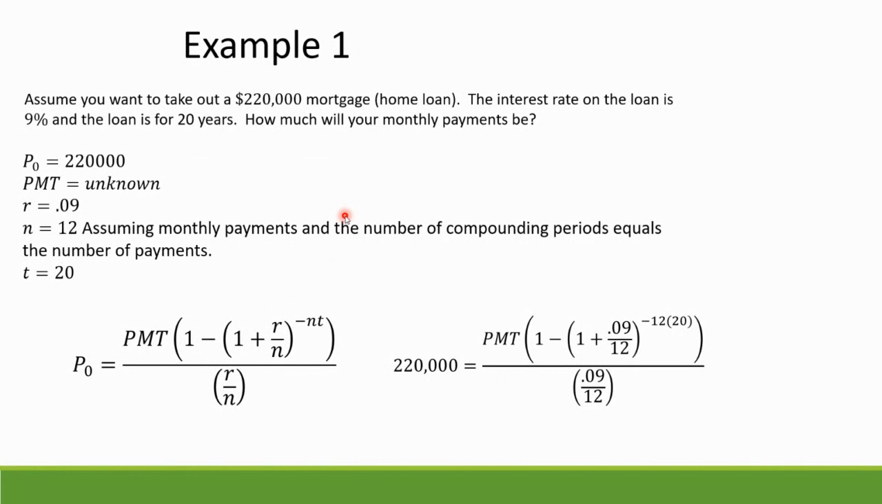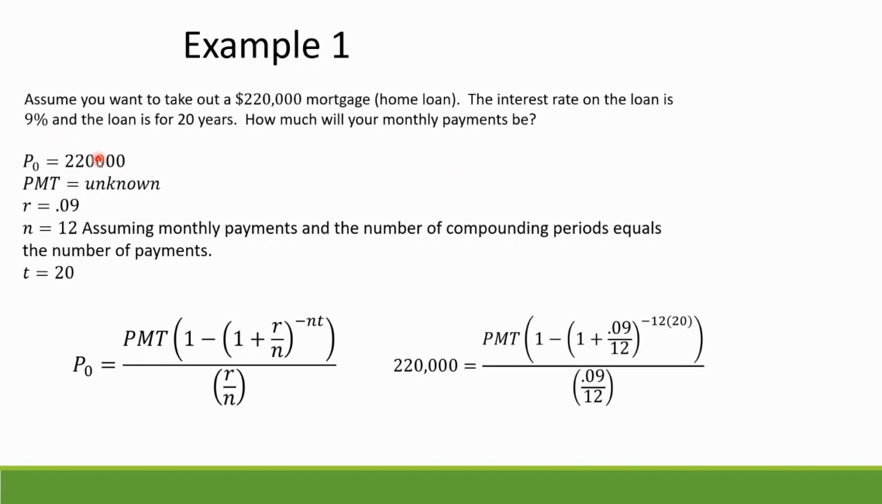All right, so here's an example. Let's say we want to take out a $220,000 mortgage to buy a house, from the bank, a loan company, or whatever. The interest rate that they give us is 9%. And the loan is 20 years. So now the question is, how much will our monthly payments be? Notice here we're making monthly payments. That's given to us.